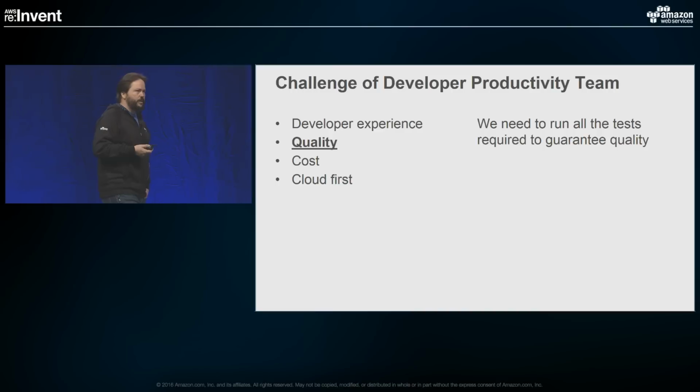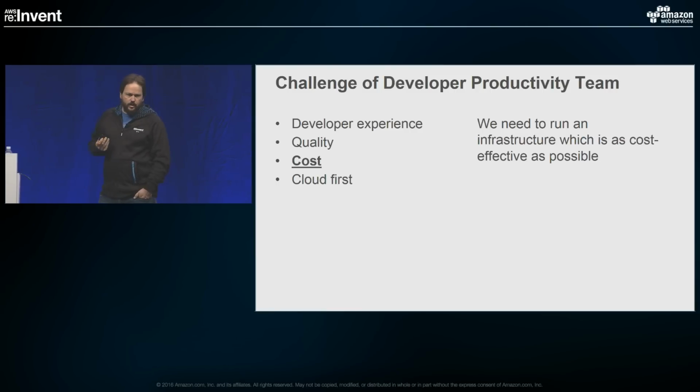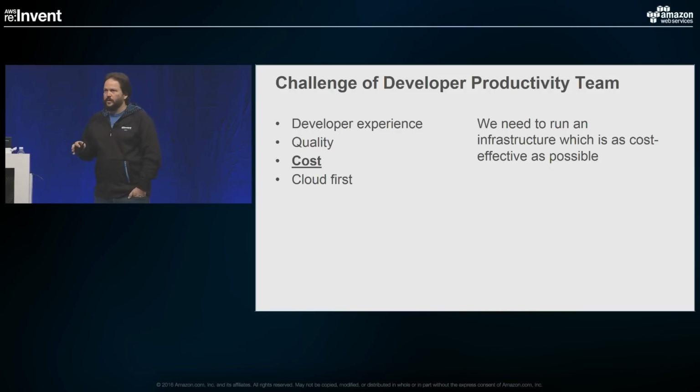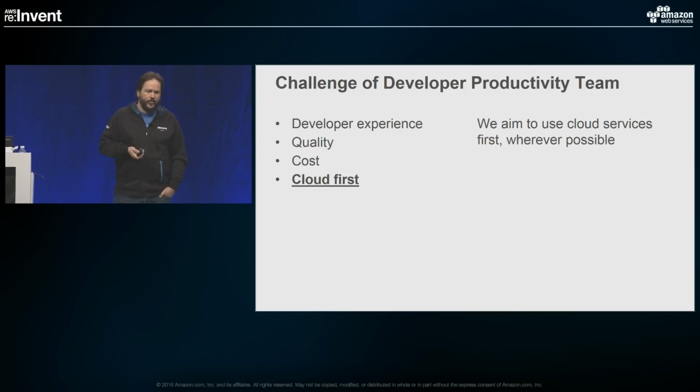Quality: we need all the tests to run every time. We need our QA department to know that we're running all the tests. And cost: we need to run the infrastructure as cheaply as possible for obvious reasons. You can't scale if your scaling comes along with a lot of money being spent. So we need to get the price down now so that as we grow, the cost doesn't get out of hand. And we try to use cloud first. This enables us to leave the background work on the servers to the experts, and we get to focus on increasing the velocity of our developers.